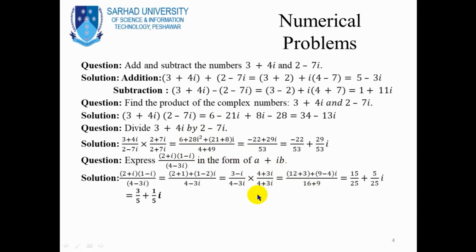In this problem also we have the formula (a - b)(a + b), so a² - b², we obtain 16 + 9. Now to write in the form of a + ib, a means the real part, so 15 divided by 25, plus the imaginary part, 9 - 4 = 5, 5 divided by 25 i. After simplification, we obtain 3/5 + 1/5 i. So this is the form of a + ib.